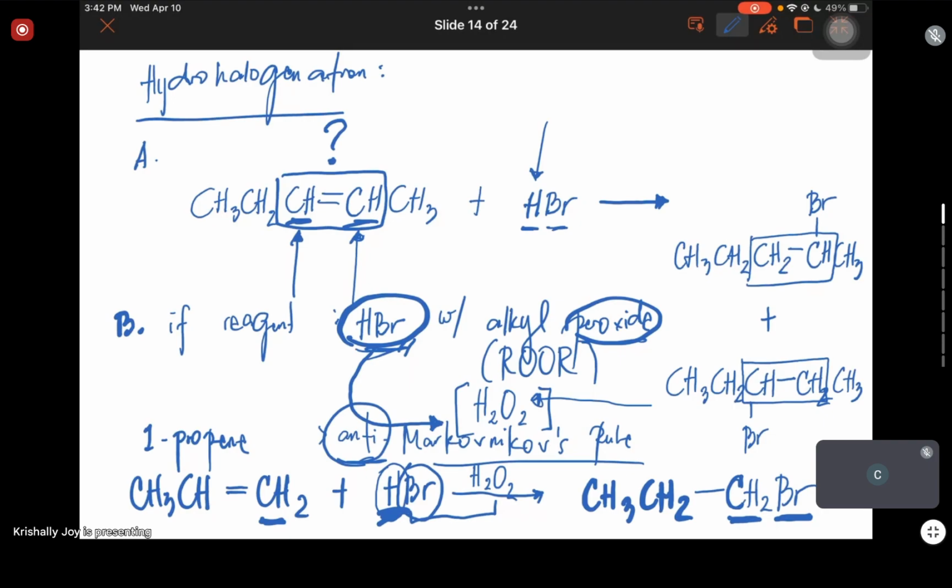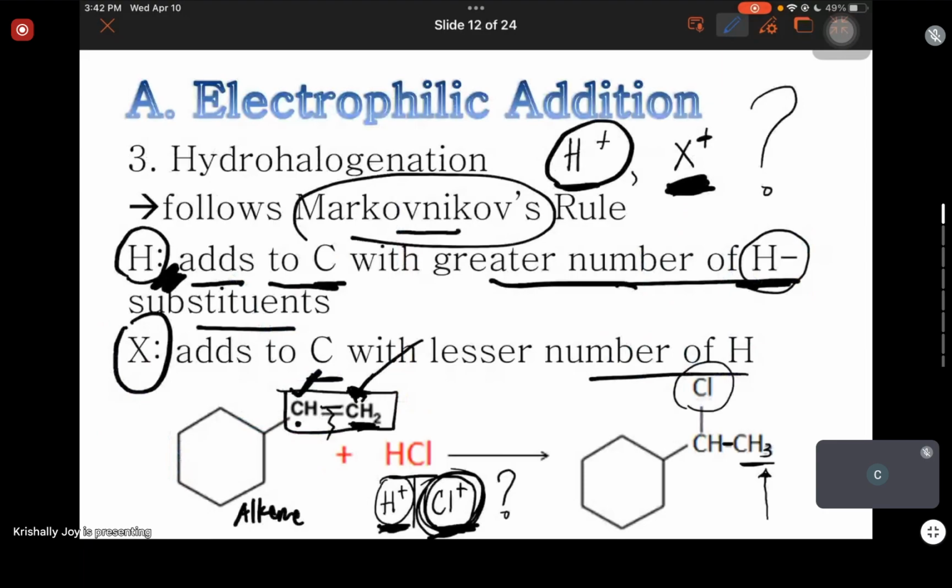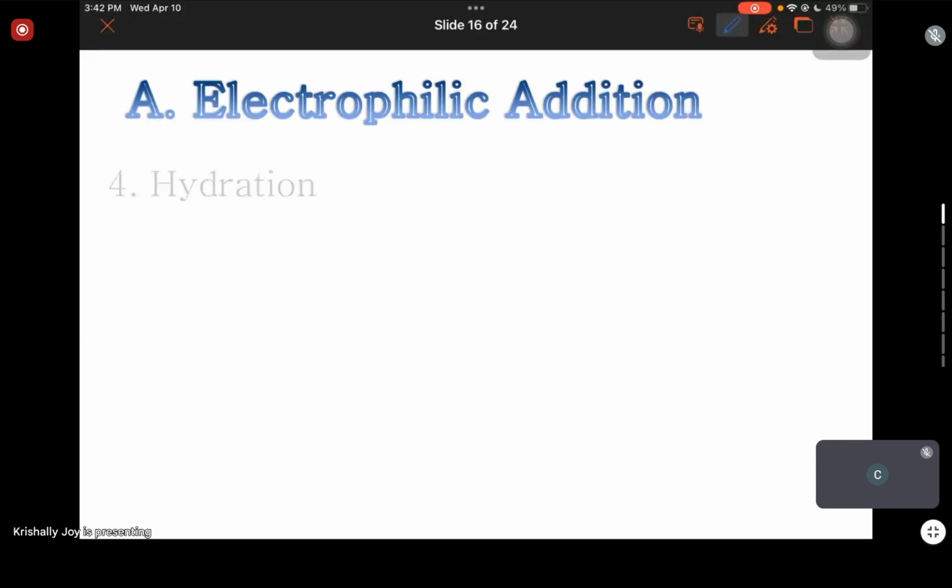Again, this case only happens when the hydrohalogenation makes use of hydrogen bromide in the presence of a peroxide, just like hydrogen peroxide. Okay, that is your only clue to say that the product will be anti-Markovnikov. Okay? So those are the conditions you might encounter under hydrohalogenation. Okay, let's have the last type of electrophilic addition.